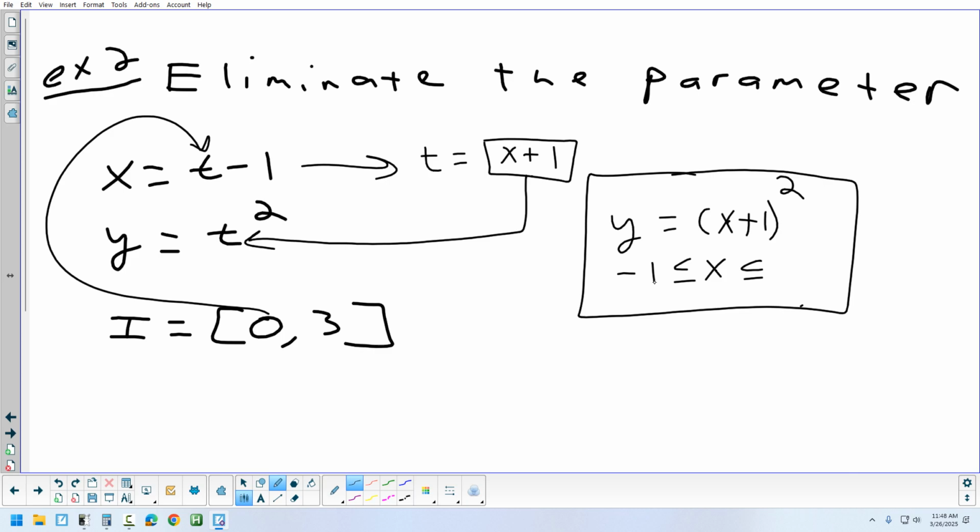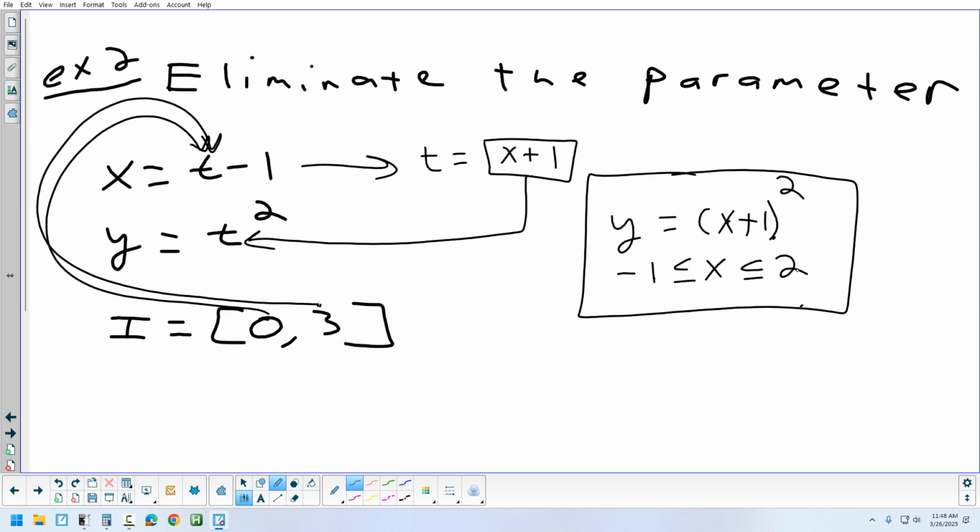The second one. And if I want to know where x stops, I would plug 3 in to what formula? The x again. And 3 minus 1 would give me 2. So in other words, I want you to draw this, and these are the only numbers you can plug in.